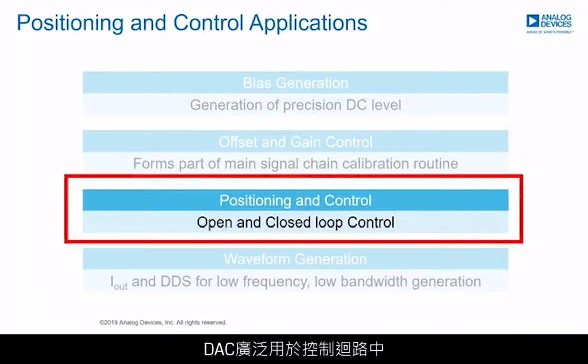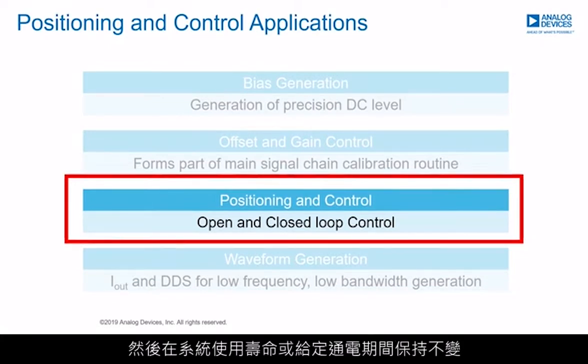DACs are extensively used in control loops to position actuators or control valves, and this is an area of closed-loop control where the DAC is continuously changing its output in response to changes in the system. This is in contrast to the first two areas where the DAC could potentially be used in a set-and-forget configuration. That is, once the optimum output is determined, the DAC code is set and then remains unchanged for the duration of the system's life or a given power-on period.